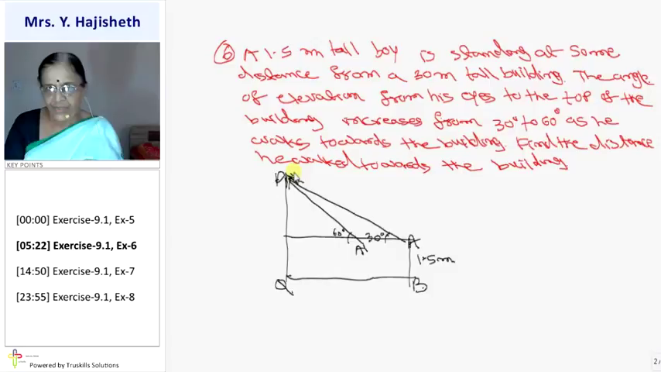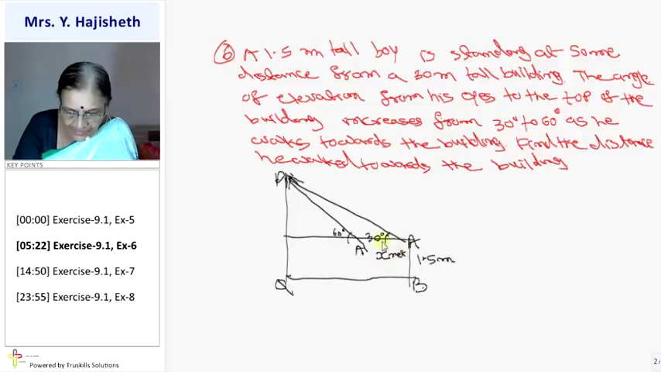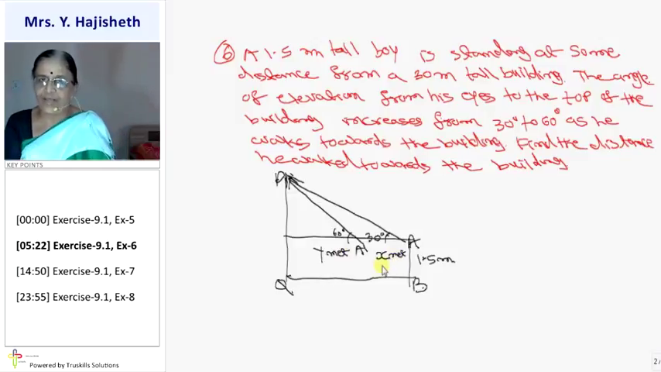Now it becomes 30 degree to 60 degree. Find the distance between the two positions. Suppose this is X meter and this is Y meter. So I am asked to find out X meter. Okay, I have to find out X meter.